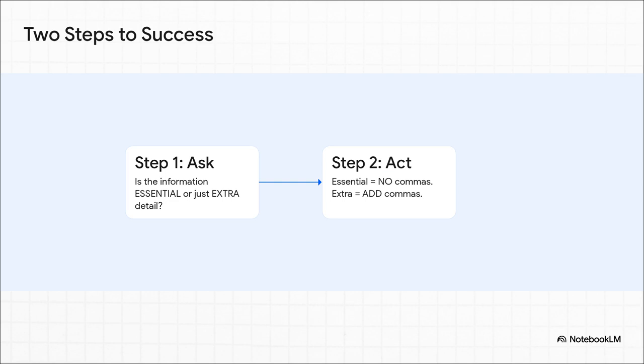So really, we can boil this whole thing down to two simple steps. When you're writing or speaking, first, just ask yourself, is this information essential for my listener to know who or what I mean, or is it just extra detail? And then you act. If it's essential, no commas. If it's extra, pop those commas in. It really is that simple.